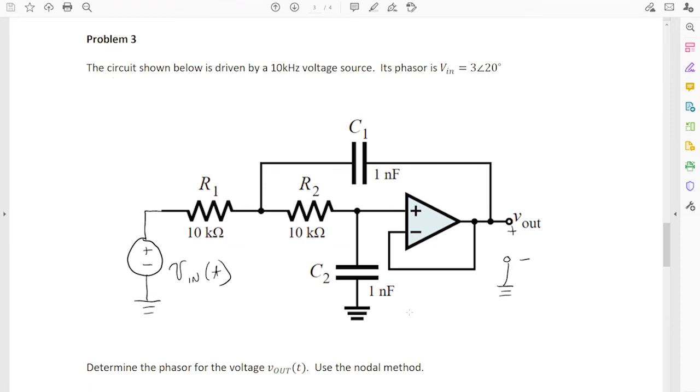And since we only care about steady state, those capacitors are acting like open circuits, right? You are told that you have a 10 kilohertz voltage source with this phasor.